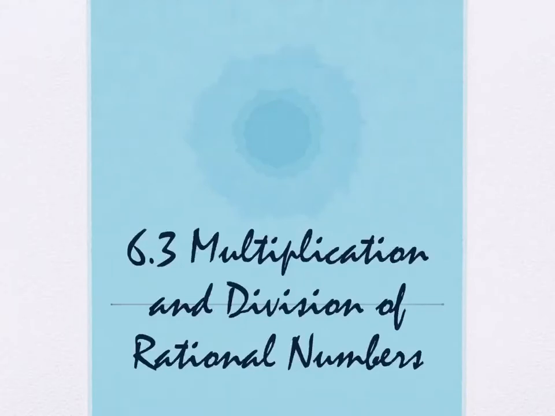6.3 is multiplication and division of rational numbers. Fractions is what we're talking about, of course. One thing to be aware of is that it's actually easier to multiply and divide fractions than it is to add and subtract them.